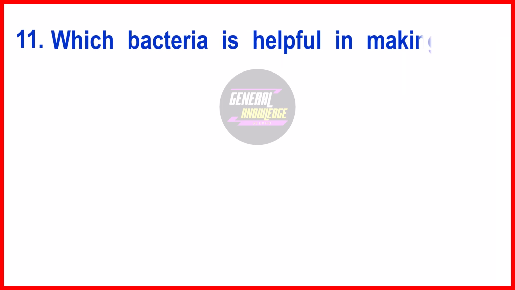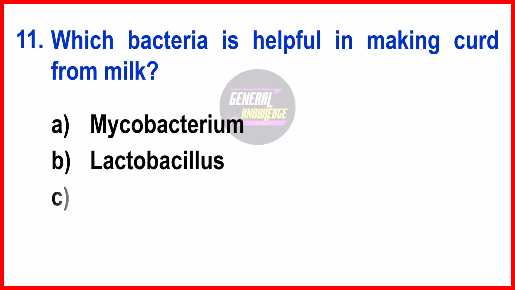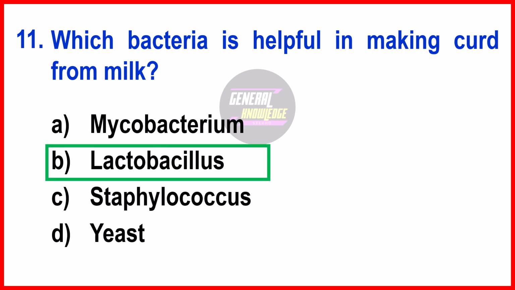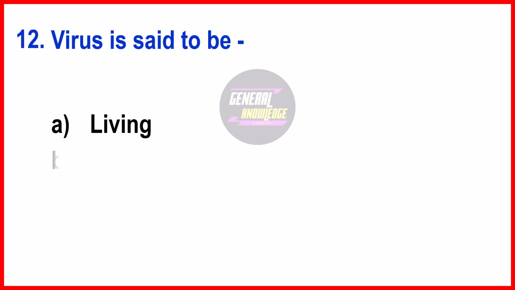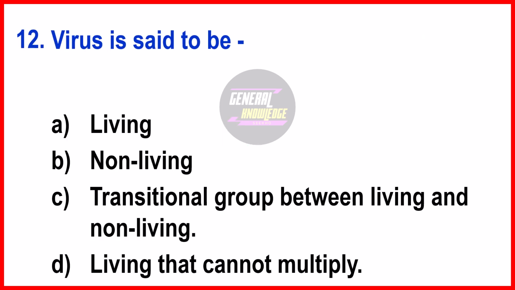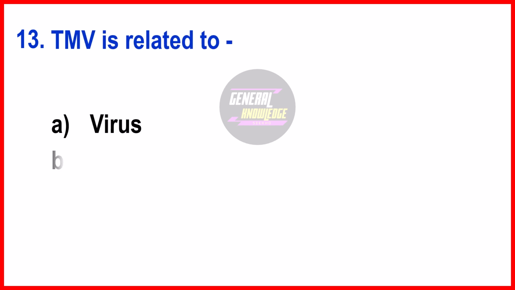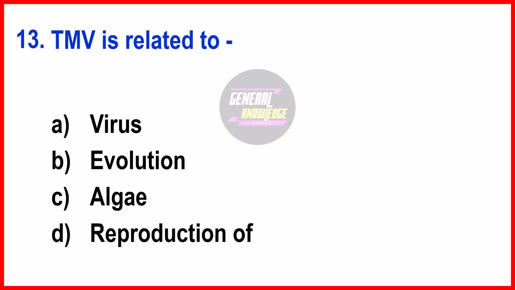Which bacteria is helpful in making curd from milk? The right answer is option B, lactobacillus. Virus is said to be, the right answer is option C, transitional group between living and non-living. TMV is related to, the right answer is option A, virus.